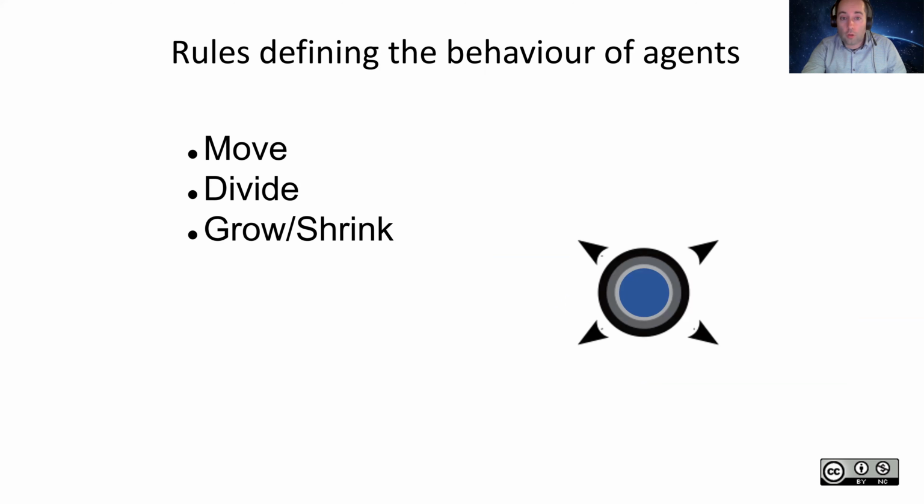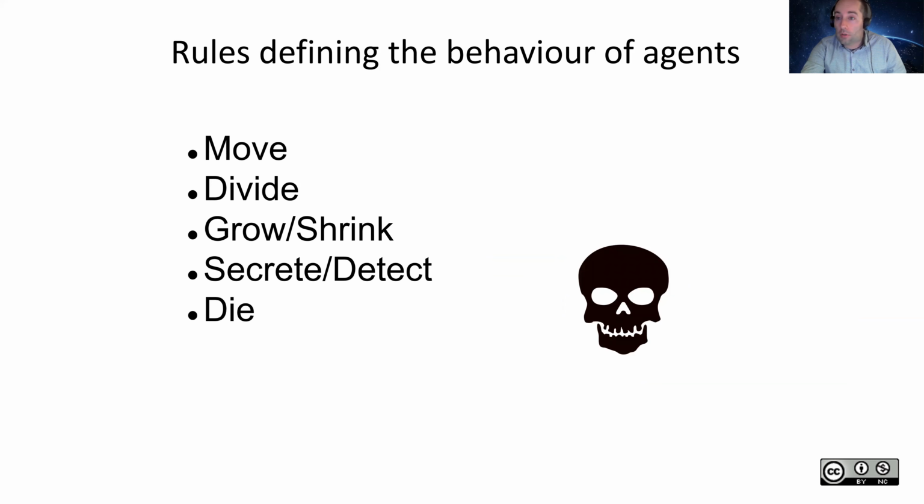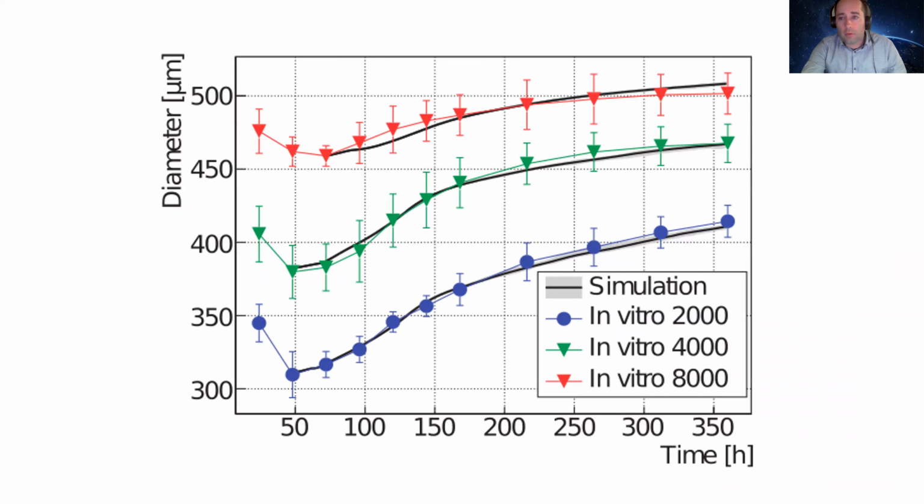We have then also the grow and shrink behaviors, so the morphology changes. We have the secrete and detect behaviors. So, for example, substances can be secreted and then sensed by other cells. The die behavior is fundamental during biological development, apoptosis and cell death. And then also link. So this means that cells can connect to one another physically and create a bond, a physical bond.